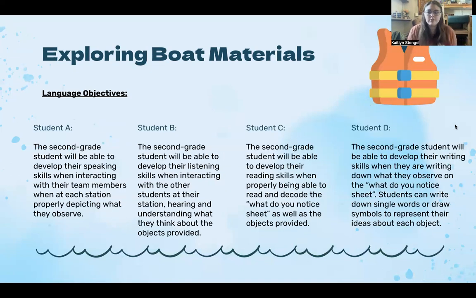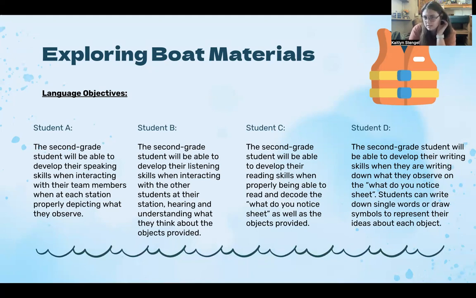For their individual language objectives, student A, the second grade student will be able to develop their speaking skills when interacting with their team members at each station, properly depicting what they observe. Student B's language objective is that the student will be able to develop their listening skills when interacting with other students at their station, hearing and understanding what they think about the objects provided.